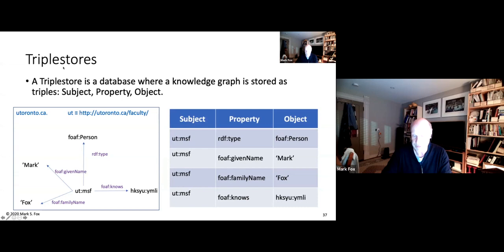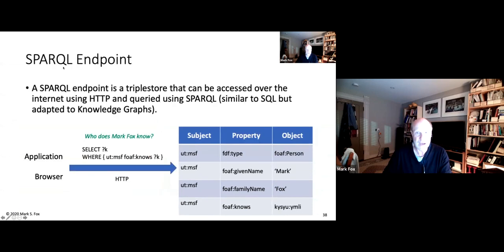Once I translate my knowledge graph into this triple representation and store it in a triple store, which is a database, I can turn that database into what's called a SPARQL endpoint. A SPARQL endpoint is a triple store that has a SPARQL interface that is accessible over the internet. SPARQL is a version of SQL that is designed to manipulate triple stores. All the data is in the form of a triple.